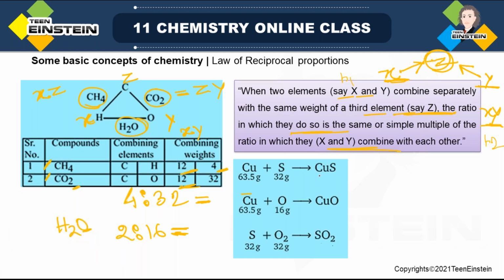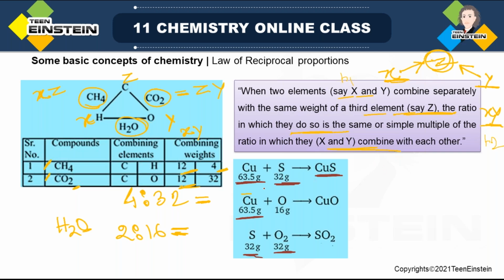Copper reacting with sulfur. This is the formula CuS. These are the masses given. Only one atom is involved, so this is the atomic mass. Now copper is also reacting with oxygen. So here Z is copper, X and Y are sulfur and oxygen. Again, the masses are given. And sulfur, when there is no copper, is now reacting directly with oxygen. So both are 32, 32. Oxygen is actually 16, but 2 oxygen atoms, so it will be 32.